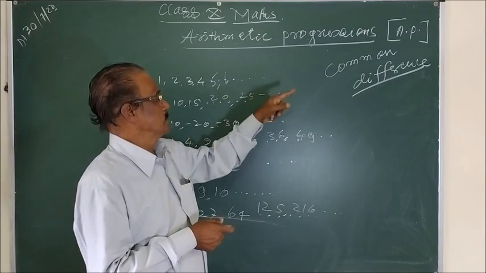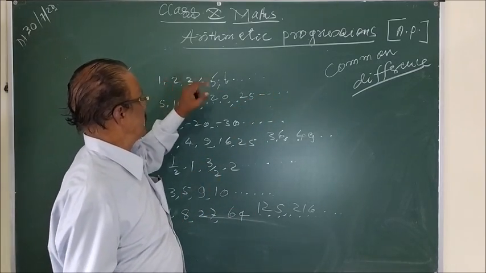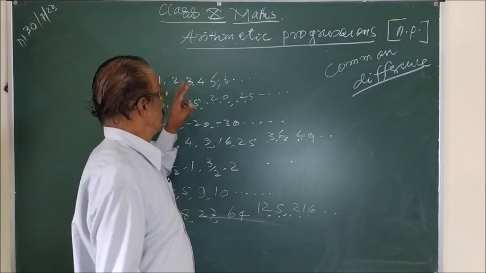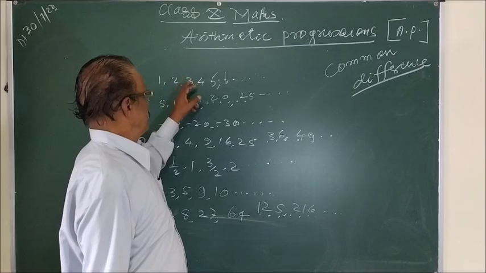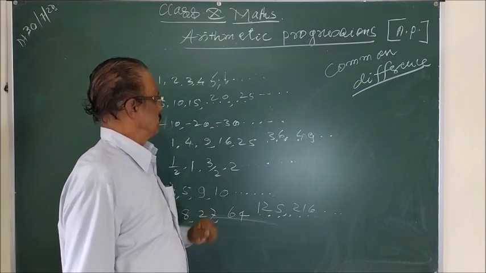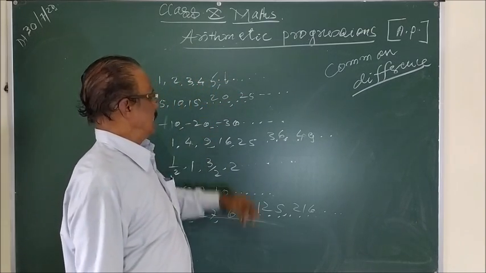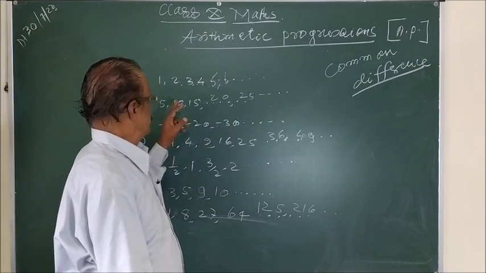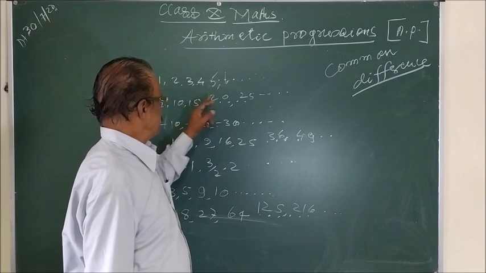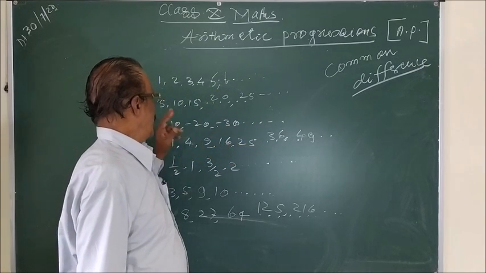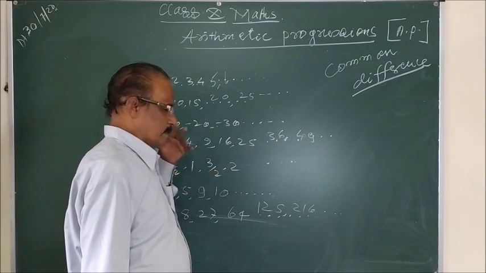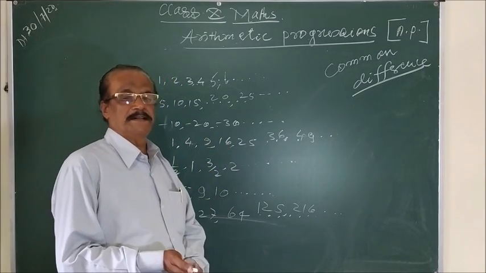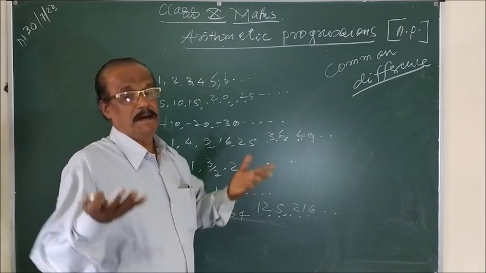And that number is, if I ask you what is the common difference in number 1, you can say 1. Because 1 is the fixed number by which we observe numbers are increasing. What is the common difference here? 5. Because 5 is the fixed number by which the numbers, the terms increase. And here also, this is called common difference. Common difference may be positive, may be negative, may be 0.